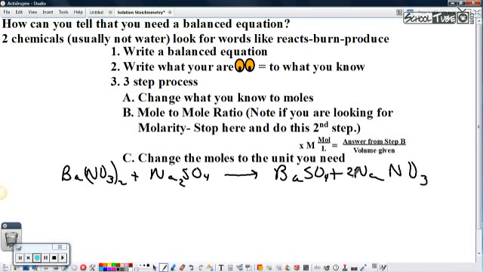Now, what am I looking for? I'm looking for molarity. Right here on the B step, it says note: if you are looking for molarity, stop at this point and do this second step. X molarity equals the answer to the B step over the volume that's given. You are probably going to be given 2 volumes in most of these problems.